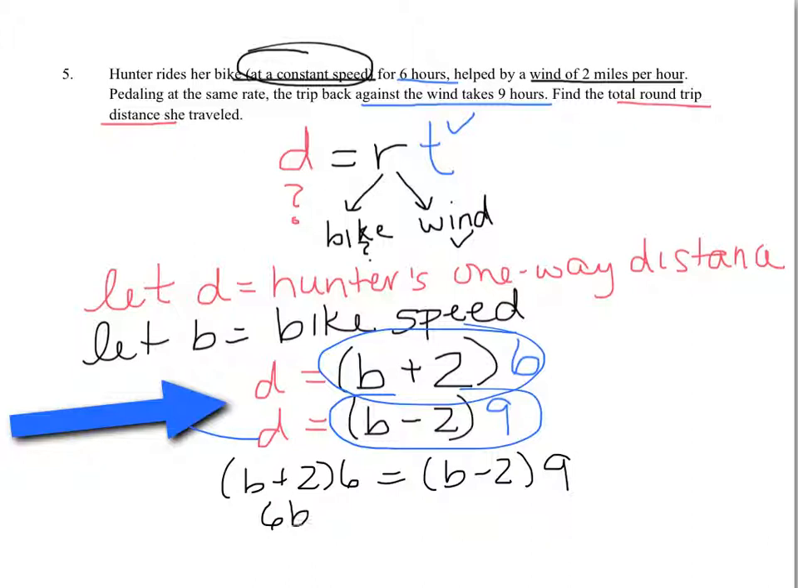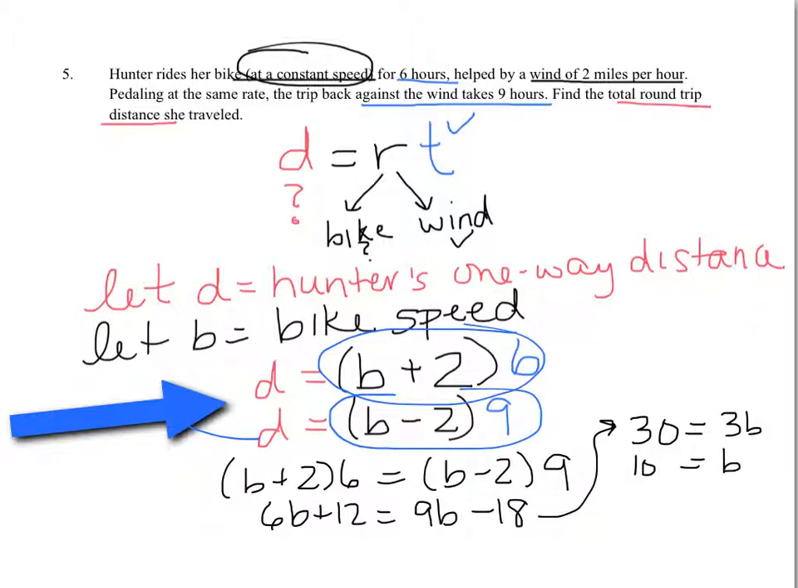Solving, 6B plus 12 equals 9B minus 18. If we add 18 to both sides and subtract 6B from both sides, we get that 30 equals 3B, and B equals 10 miles per hour. So Hunter's bike speed is 10 miles an hour.